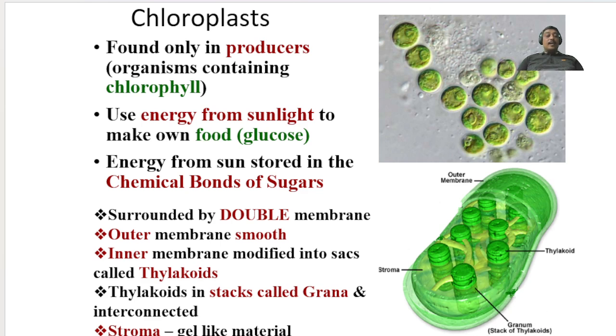So this grana is present inside the chloroplast. And the space in between looks similar to the matrix, like what we discussed in mitochondria. These are the places where chemical reactions take place, especially a process called photosynthesis. And the chloroplast contains a pigment called chlorophyll.